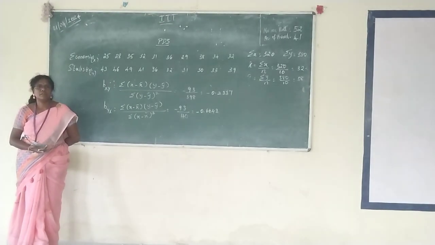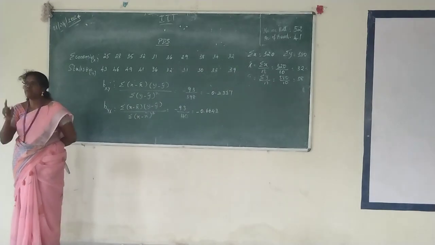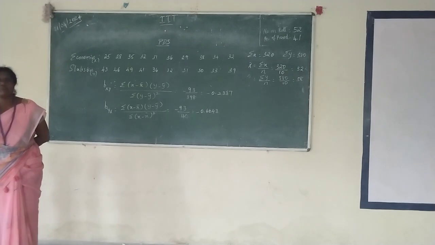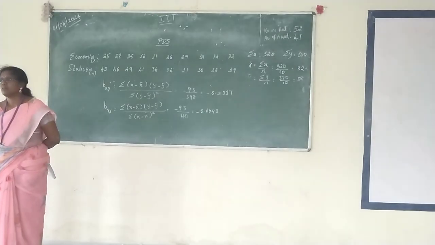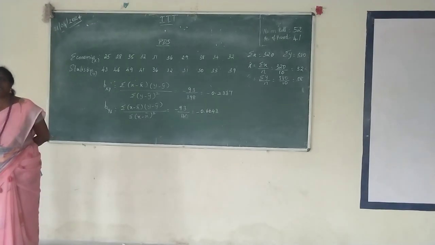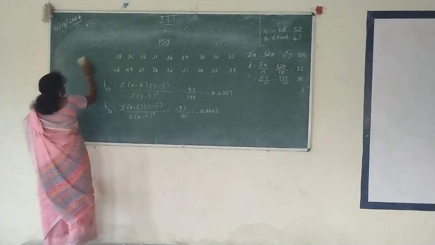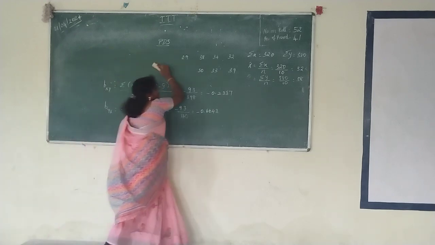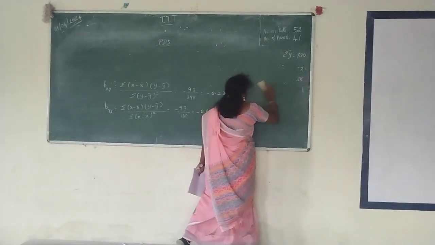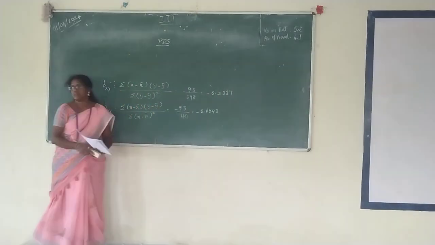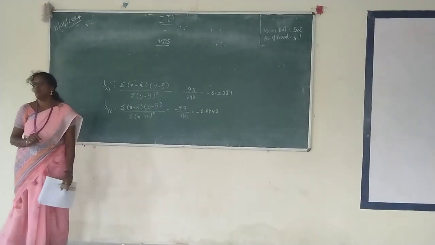Got it, no? Yes. So what is the first subdivision you have to find? Both the regression lines. So start with the first subdivision: regression line of x on y.